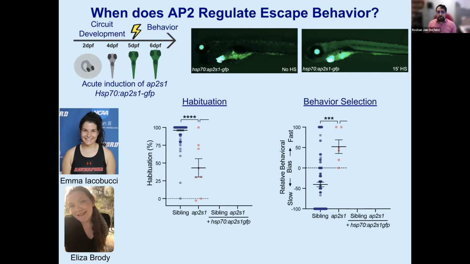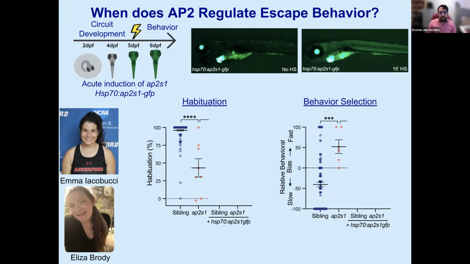And so again, we looked at both the habituation and behavior selection. For all of these fish, I'm showing you fish that are non-transgenic, as well as ones that are carrying the transgene, but all of them have been exposed to that heat shock regimen, just in case that heat shocking itself might impact behavior in some ways. And so what we found is the heat shock by itself didn't really do anything. We still see in the AP2S1 mutants a reduction in their habituation capacity. We also find that they still show that shift in bias towards fast startle behaviors when their siblings prefer slow startles.